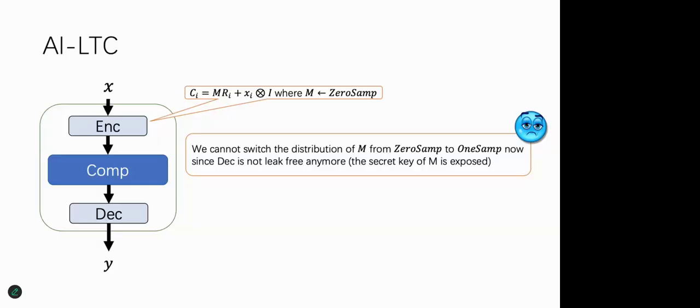We now see why we cannot just use our stateless LRC as an AILTC. The main reason is that the decoder is not assumed to be leak-free in the AILTC, and thus the secret key for decryption will be exposed. So we cannot just switch the distribution of the public key M from zero-sum to one-sum in the security proof now.